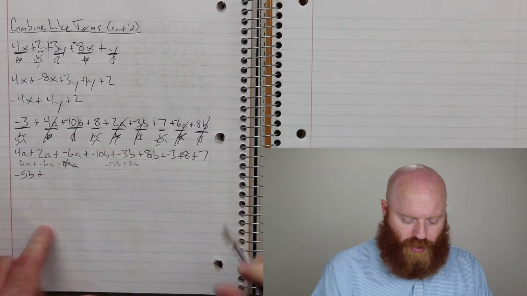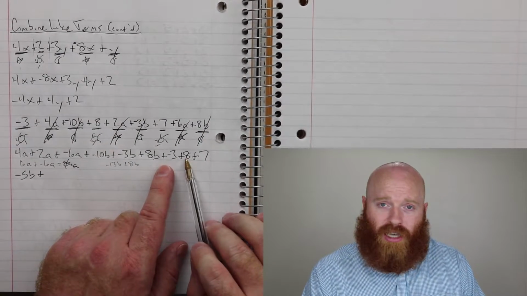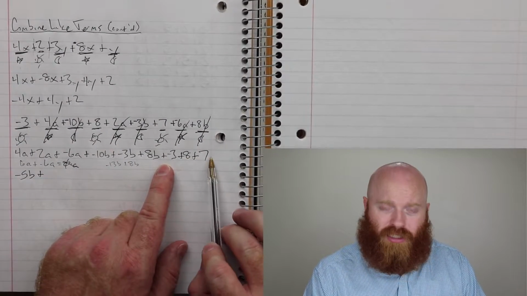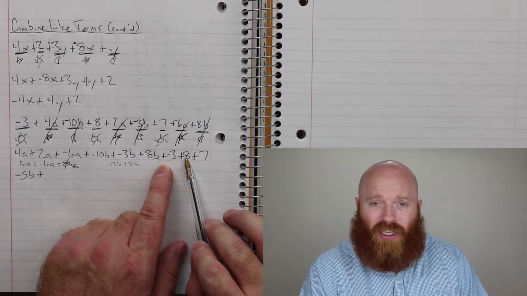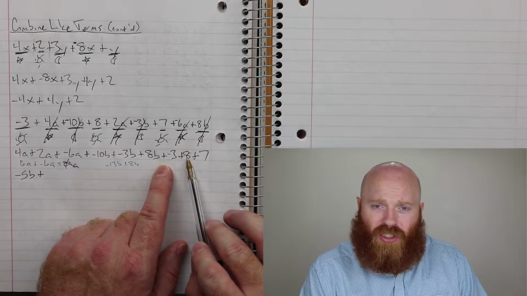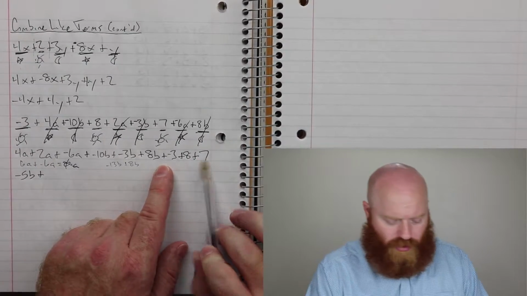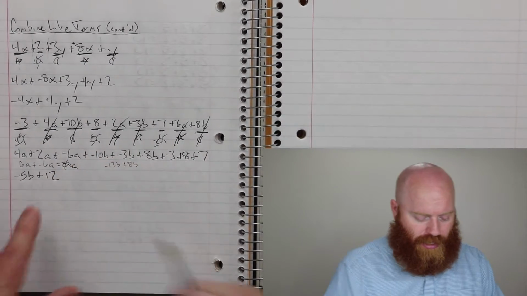Bring down a plus, always bring down a plus. Negative 3 plus 8, that's 5, plus 7 is 12. Just go left to right. These are all the same. You just do it. Negative 3 plus 8, that's adding integers. Negative 3 plus 8 is 5, plus 7 equals 12. So plus 12. That's the answer right there.